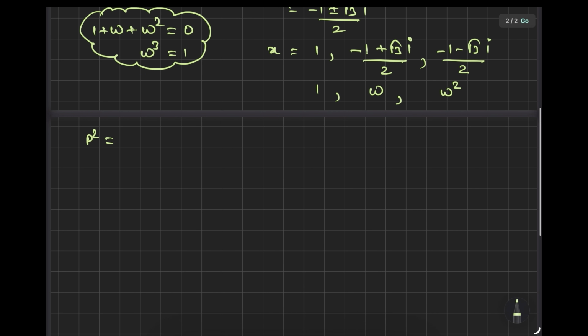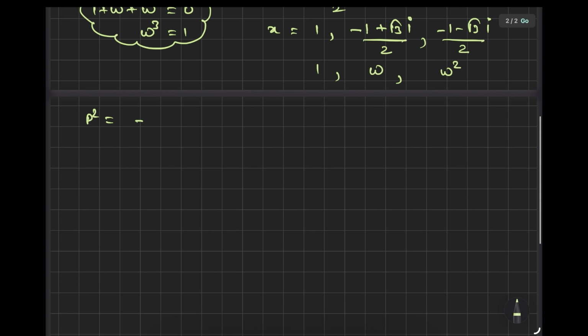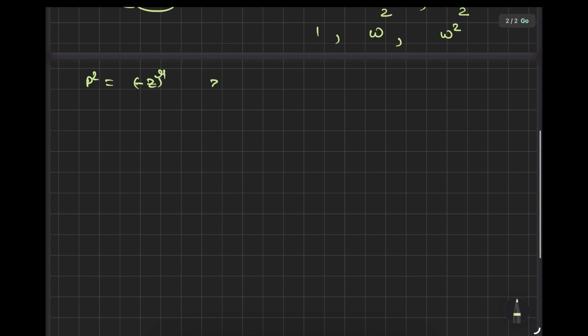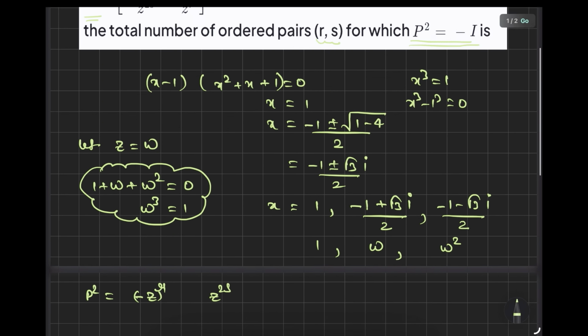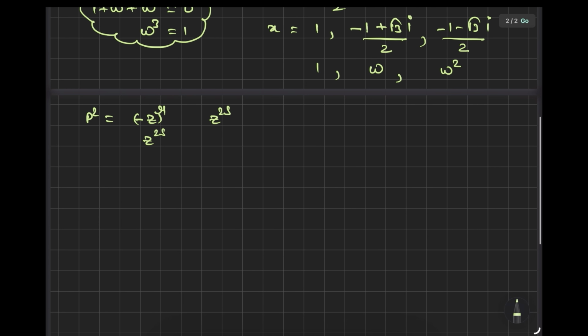So who is P square? P square is the matrix minus z power r, z power 2s, z power 2s, z power r. So this thing will again multiply with minus z power r, z power 2s, z power 2s, z power r.